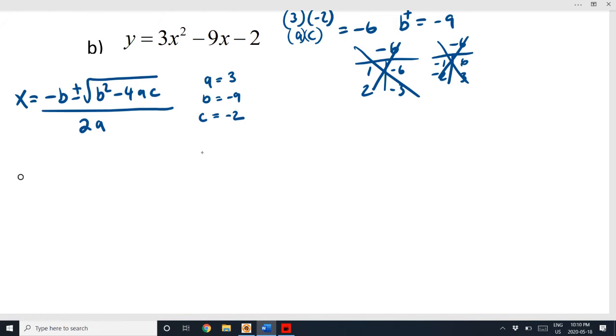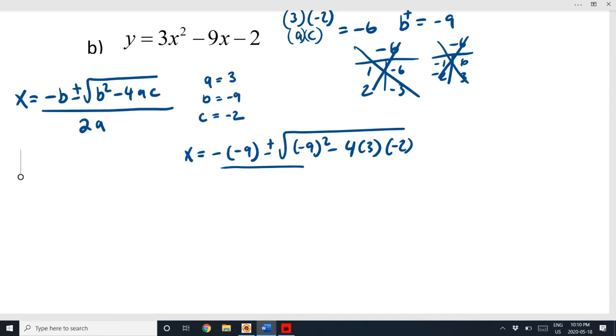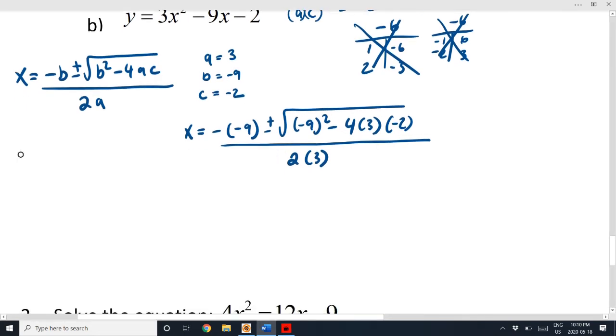Okay, so let's begin. Let's start plugging in our values into our quadratic formula. So I always, again, like to put my variables into brackets. So we have b here, so negative b is going to be negative negative 9, plus or minus the square root of b squared, which is negative 9 squared, minus 4 times a, which is 3, times c, which is negative 2, all over 2 times a, which is 3. Okay, and so this is what our equation is going to look like.